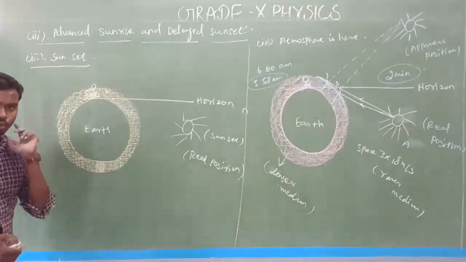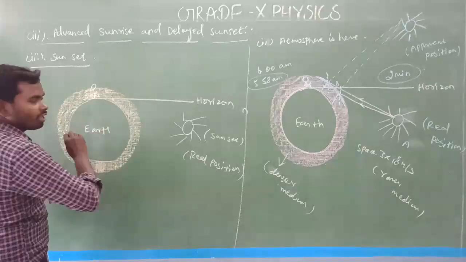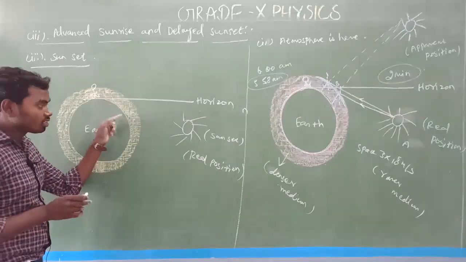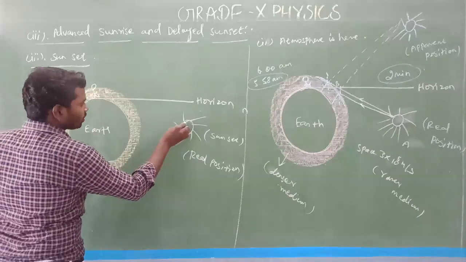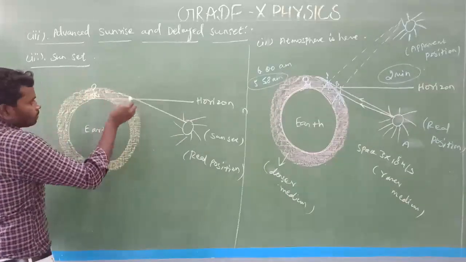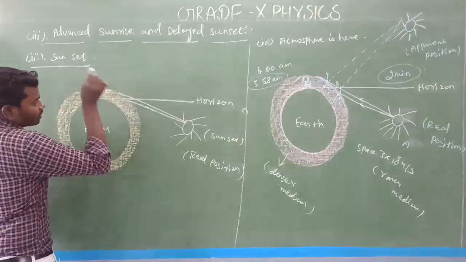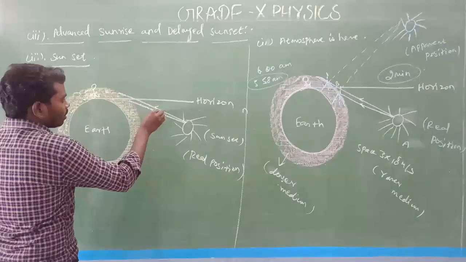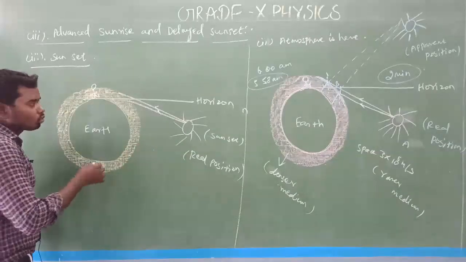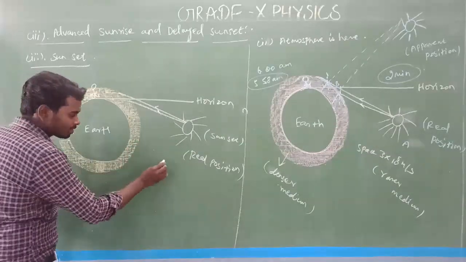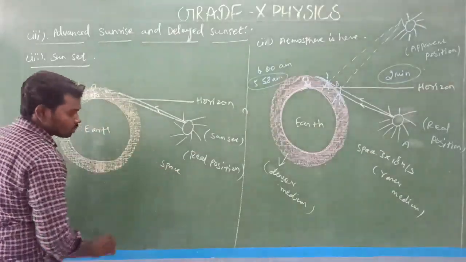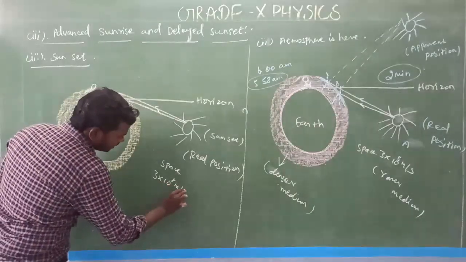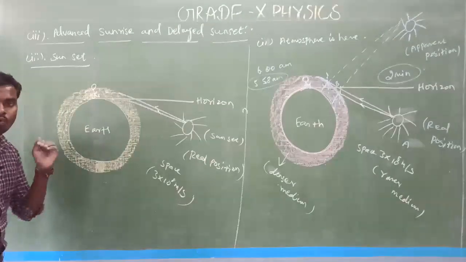Just consider two rays. They fall on the atmosphere, not directly on the Earth's surface, like this. So this is one incident ray here, and one incident ray here. The two rays travel in what medium? Space. What is the speed? The speed of light in space, or vacuum, is 3 into 10 to the power 8 meters per second.